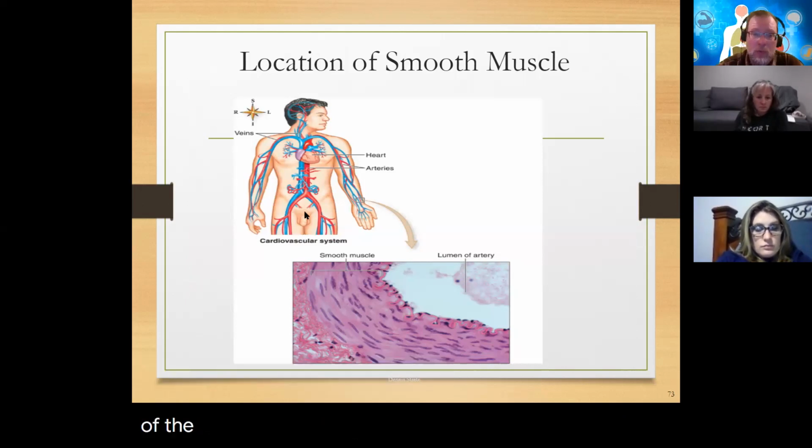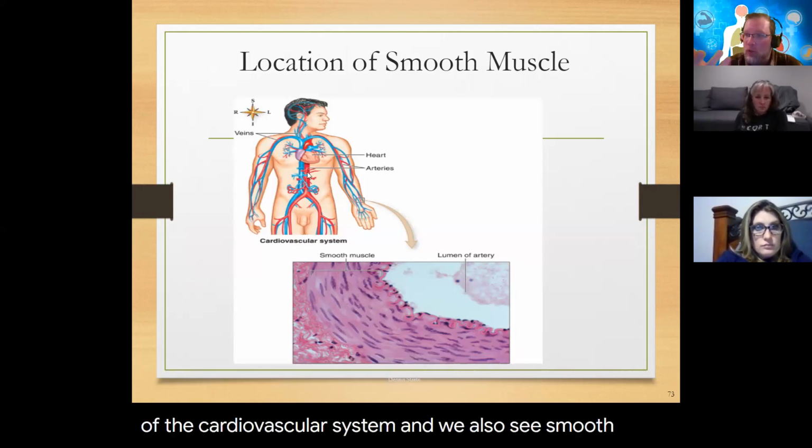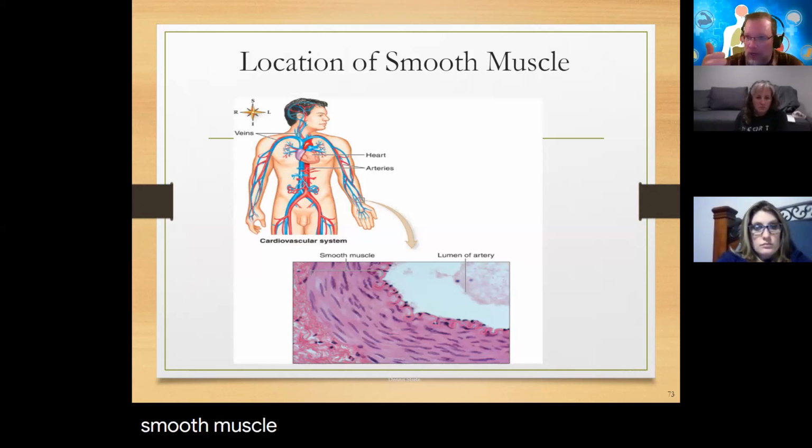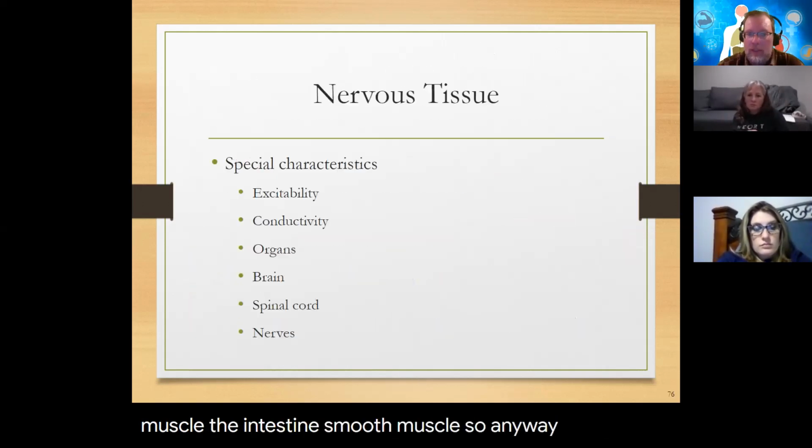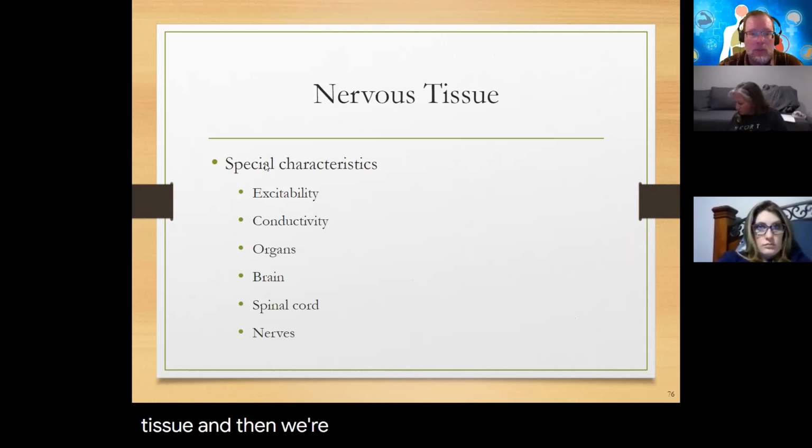And we also see smooth muscle in just about any tube. So the esophagus will have smooth muscle, your urethra, your ureters, your fallopian tube, the vas deferens. List goes on. If it's a tube, it's smooth muscle. The entire GI tract. Stomach has smooth muscle, the intestines smooth muscle. So anyway, nervous tissue, and then we're done just about with tissues.